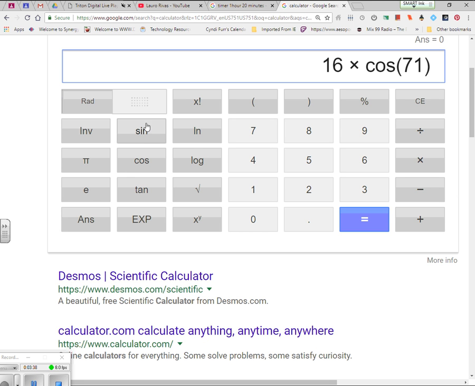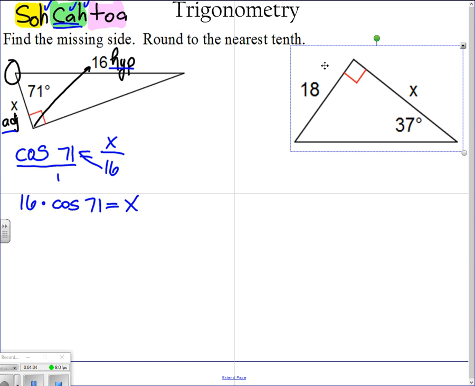Very, very important when you do this homework: you have to be in degrees and not in radians. So we change to degrees, push in here, and now I'm in degrees. So now 16 multiplied by cosine of 71, the answer will be 5.209. That is the answer, but very, very important.